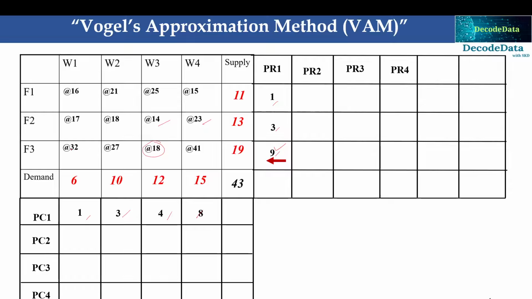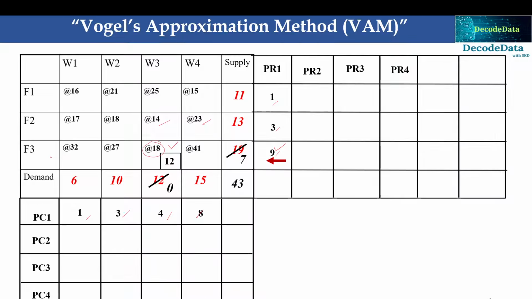Now, factory 3, because this is the cell, will deliver something to warehouse 3. Warehouse 3 has a demand of 12 and factory 3 has a supply of 19. So I can supply 19, but the demand is only 12. So I will supply only 12. This way, this will be 7 and this will be 0. Over. Now the first step is over.